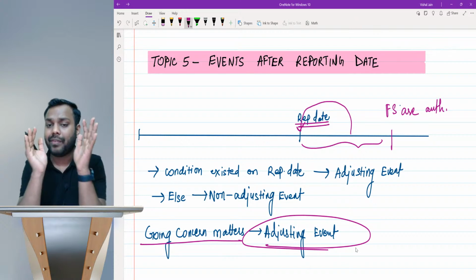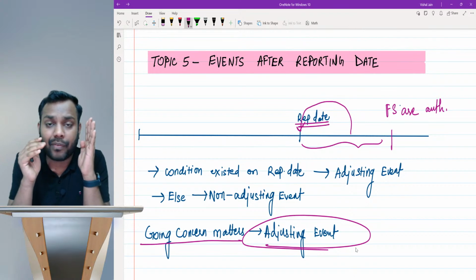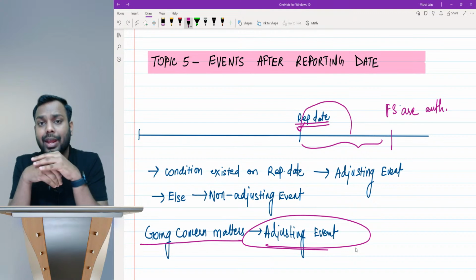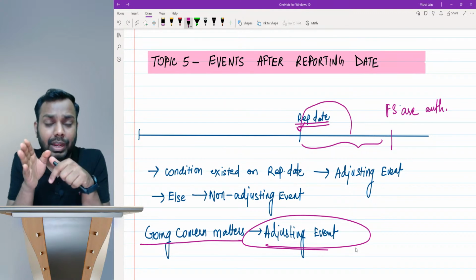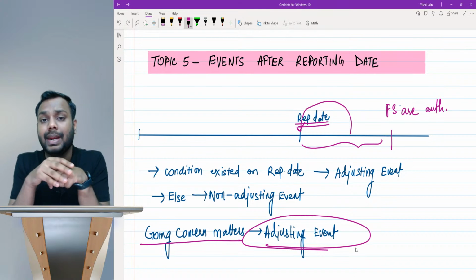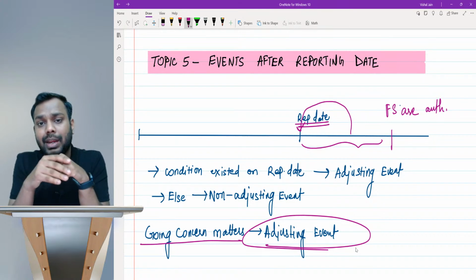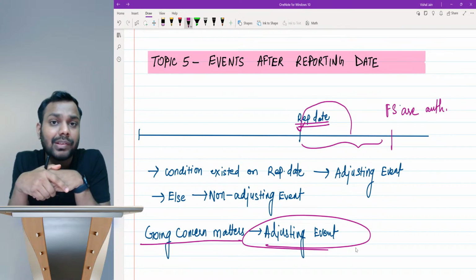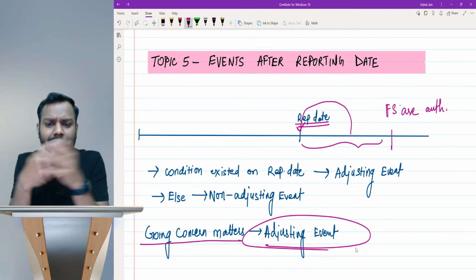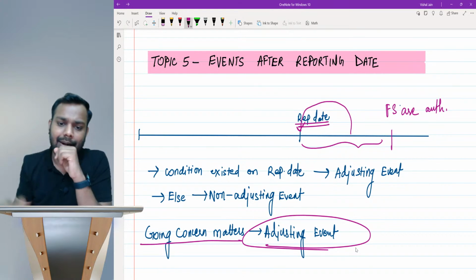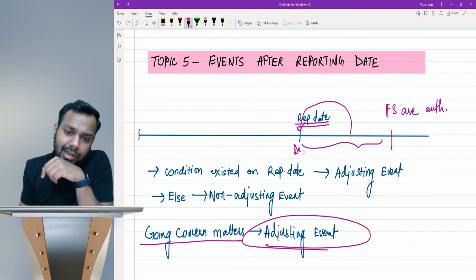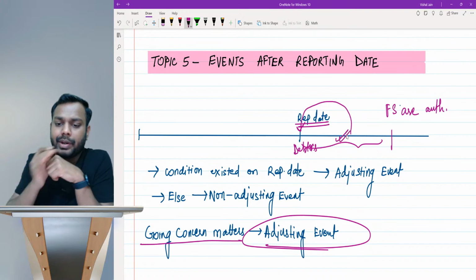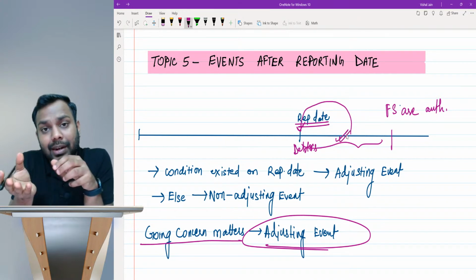Okay. If any events occur after the reporting date but before the FS are authorized, those events, if the conditions existed on the reporting date, are adjusting events. Otherwise, they are not adjusting events. Let me give an example. Debtors existed here, right? The debtor became insolvent here. That is an adjusting event.